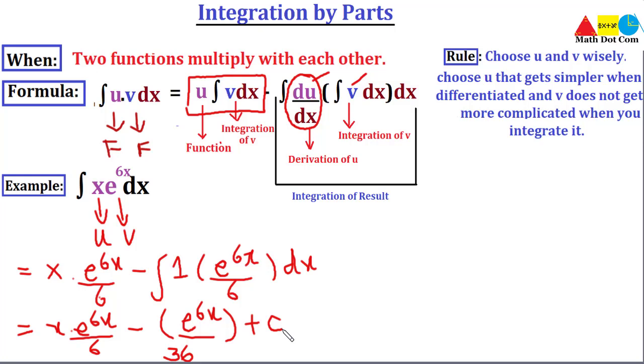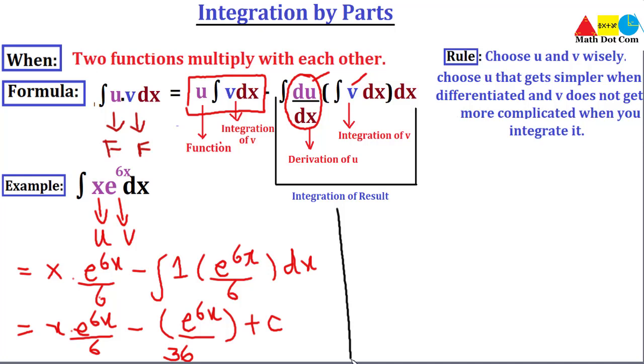Now look how easy it is to find the integration of two functions that are multiplying with each other by using integration by parts. As we have chosen u and v wisely, it becomes easier for us to find the integration of this function. So let's have one more example, then it will be clearer to you how we can choose one function as u and the other as v out of the two.